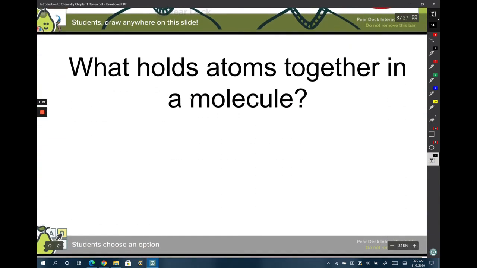Next one, I believe, is a multiple choice. What holds atoms together in a molecule? And what holds atoms together in a molecule is going to be a chemical bond.